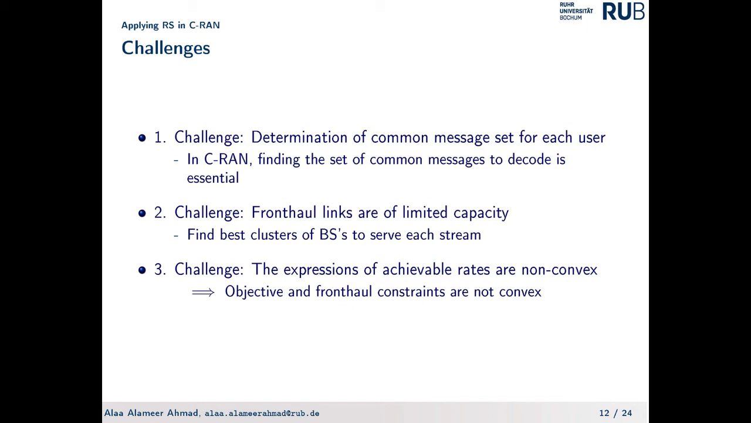The second challenge is that in CRAN, the fronthaul links are of limited capacity, which directly influences the size of cooperating clusters of base stations. So we need to determine for each stream the cooperating cluster of base stations which serve it. And the third challenge is that the expressions of the achievable rates and signal-to-interference-plus-noise ratios are non-convex functions. So the problem is really hard to solve.